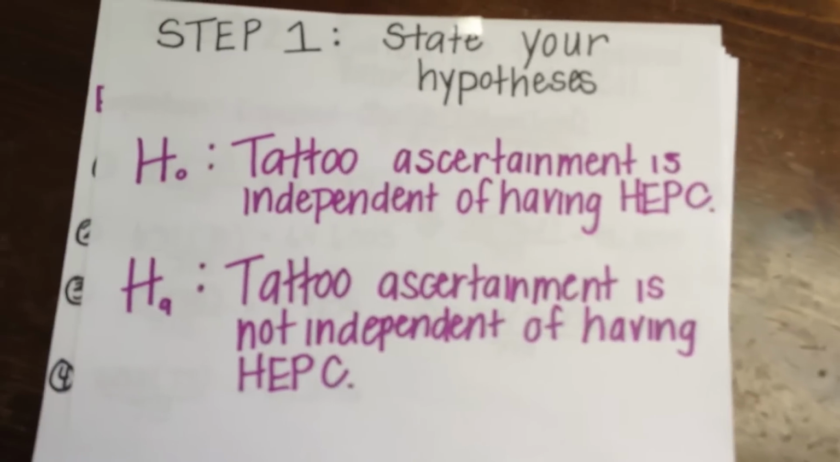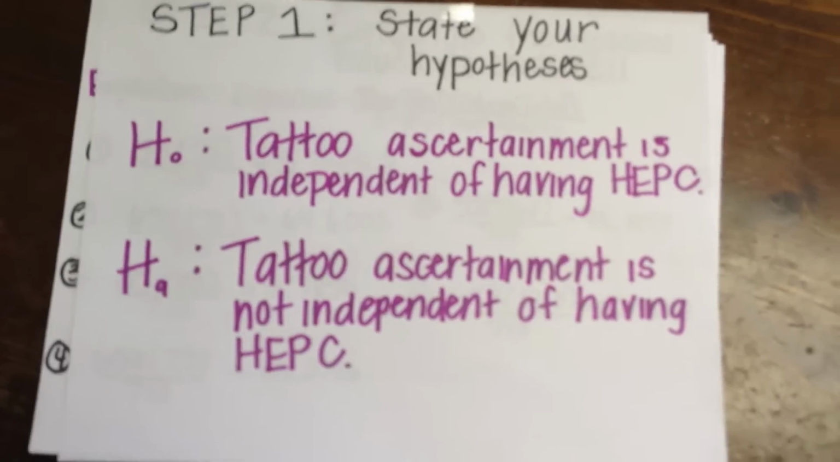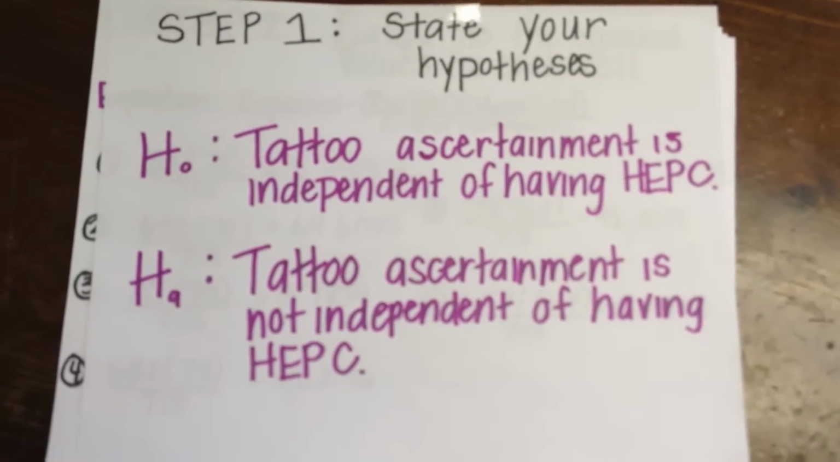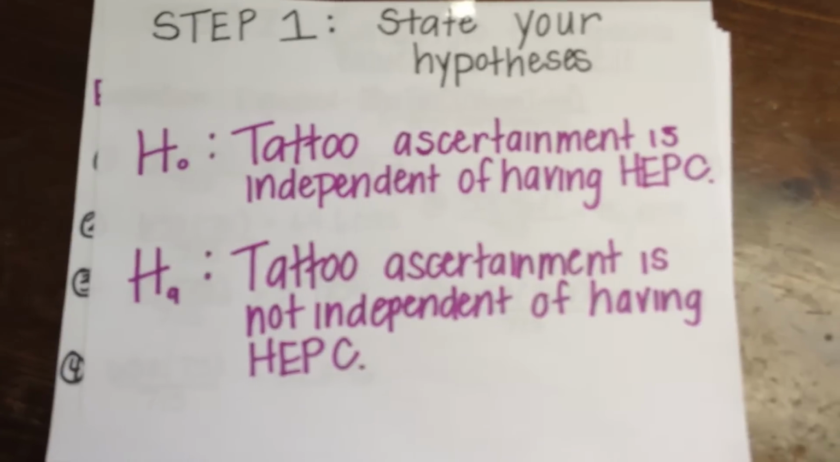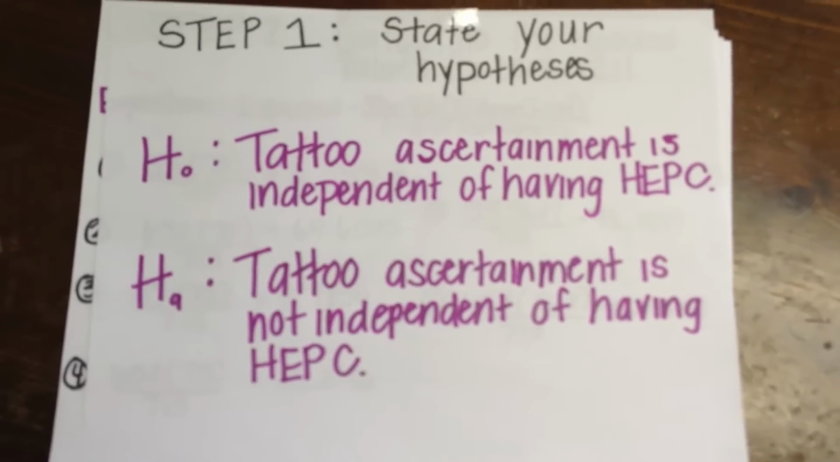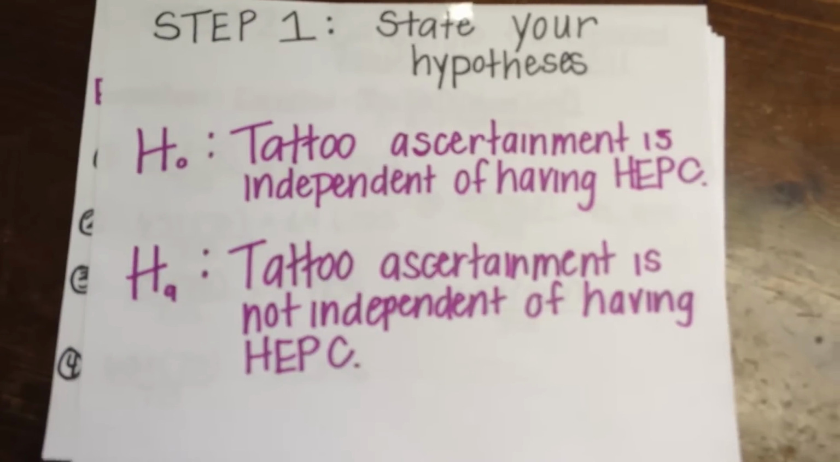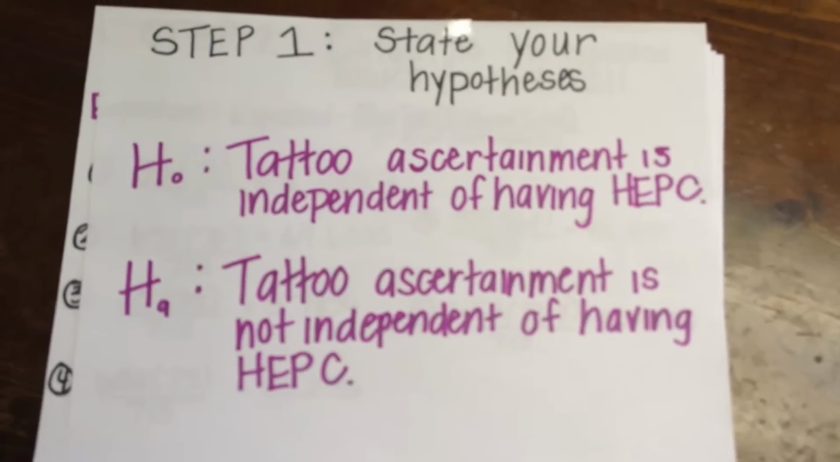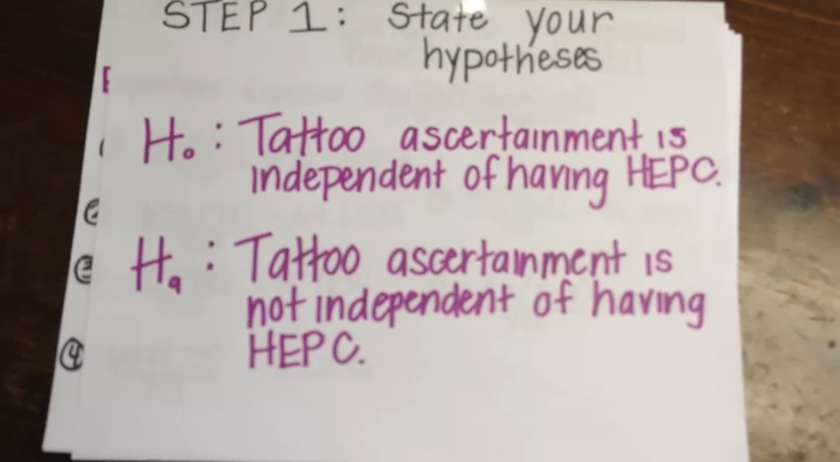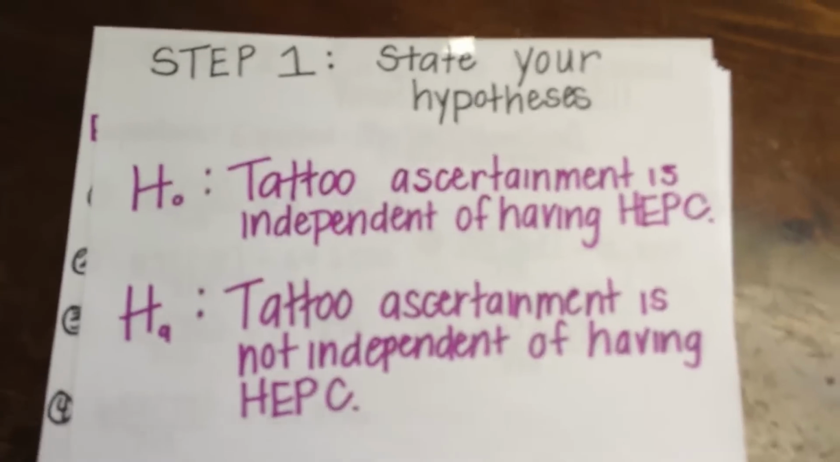Step 1. State your hypothesis. Our hypothesis for this question would be H0, tattoo ascertainment is independent of having Hep C. And our HA would be tattoo ascertainment is not independent of having Hep C. Let's see which one of these is true.